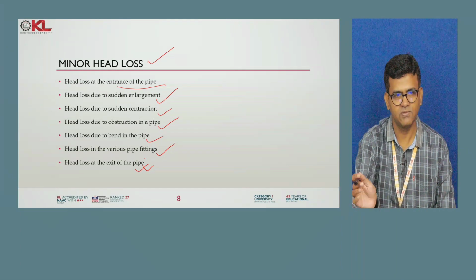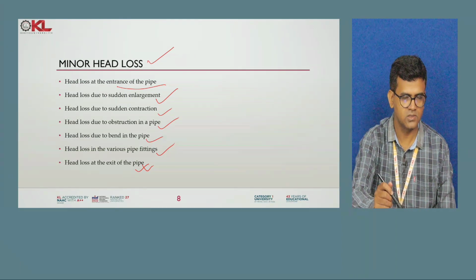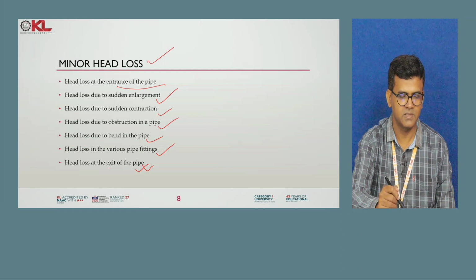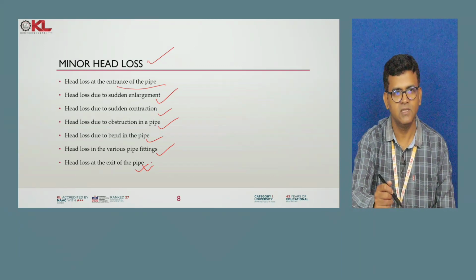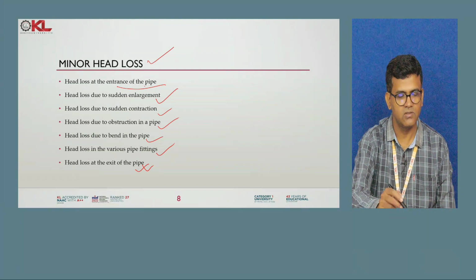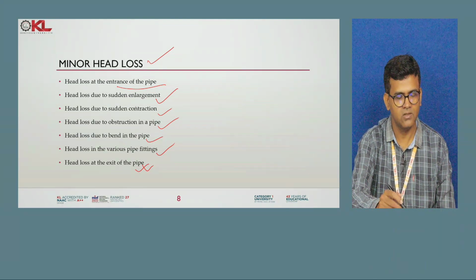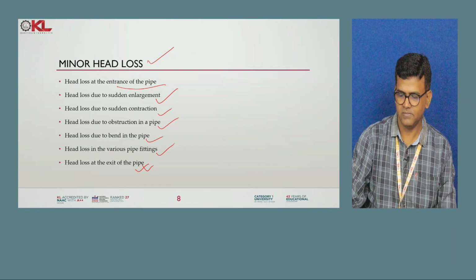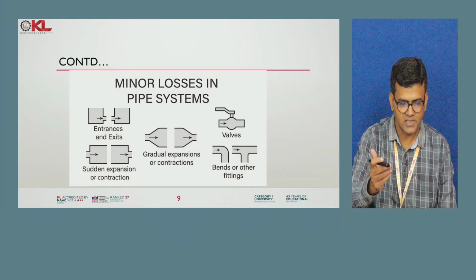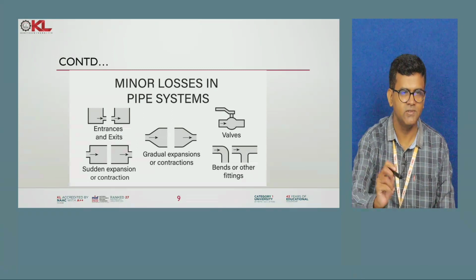When the fluid exits from the pipe, then there is also a loss of energy. So that comes under the category of minor losses. So these are the categories which come under minor losses: head loss at the entrance of the pipe, head loss due to sudden enlargement, due to sudden contraction, due to obstruction in the pipe, due to bends present in the pipe, at the various pipe fittings, and at the exit of the pipe. So one by one we will see. Here some diagrams are there, you can see.